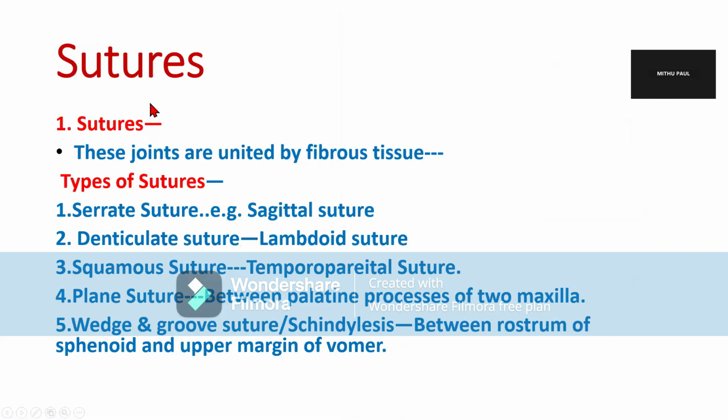Now, how do the sutures look? Depending on that, they are divided as serrated suture, denticulate suture, squamous suture, plane suture, wedge and groove sutures. Get the examples of all of this, and this is a very important slide because any of them can come as your MCQ, also short note. Read it very carefully.